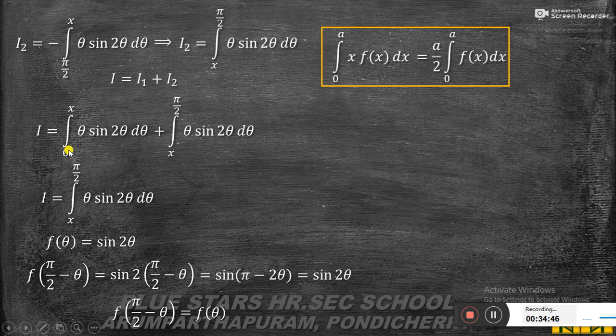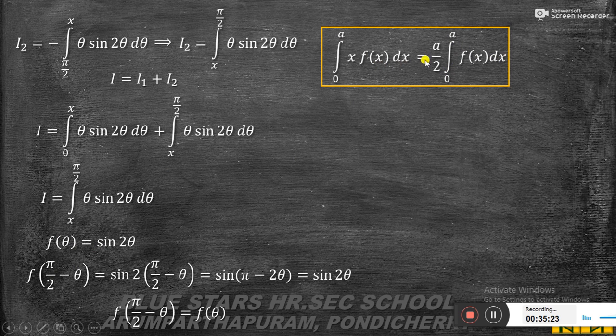So I equals, the I1 integral, integral 0 to x of theta sin theta d theta plus integral x to pi by 2 of theta sin 2 theta d theta. Here you see the limits 0 to x and x to pi by 2, so I club the interval, that means 0 to pi by 2 of theta sin theta, because the integrand is the same, the function is the same. So in the next step I write f of theta equals sin 2 theta. From this I apply this formula: integral 0 to a of x f of x dx equals a by 2 integral 0 to a of f of x dx.